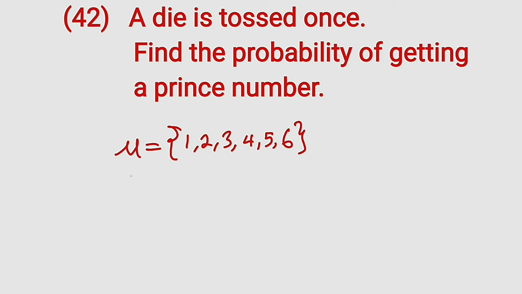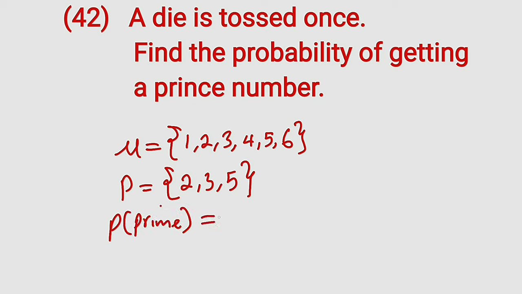We're talking about prime numbers. Let's call it P. The prime numbers among these are numbers with 2 factors. We have 2, 3, and 5. So what will be the probability of this prime?